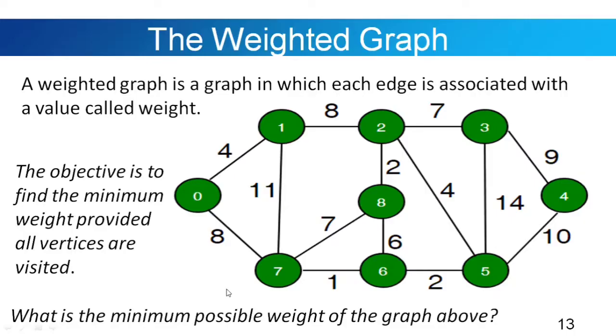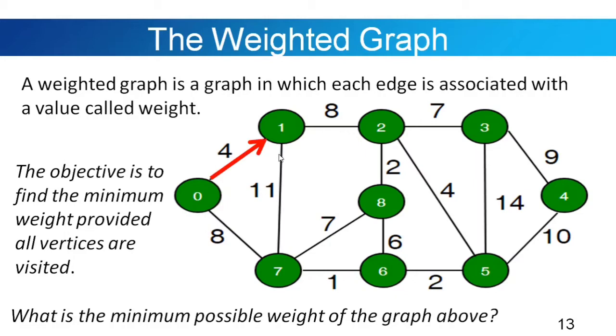Now for our solution, let's start from vertex 0. From vertex 0, you have two options. You can go to vertex 1 or vertex 7. But then, the next thing that we have to remember is to consider the edge that has a lower weight. And so, I'm going to take vertex 1 because 4 is less than 8.